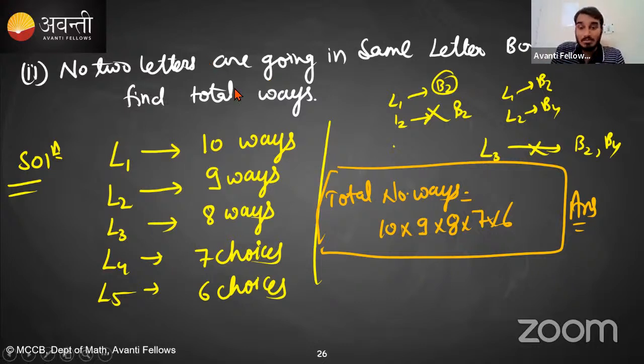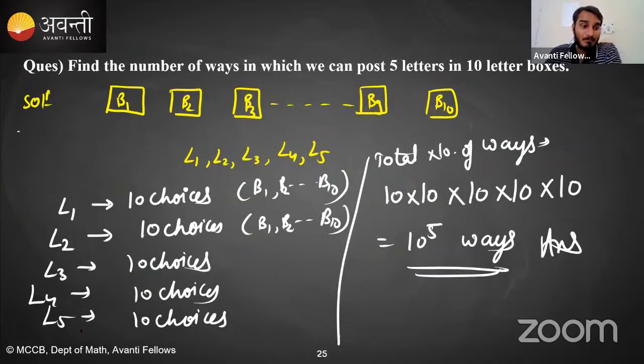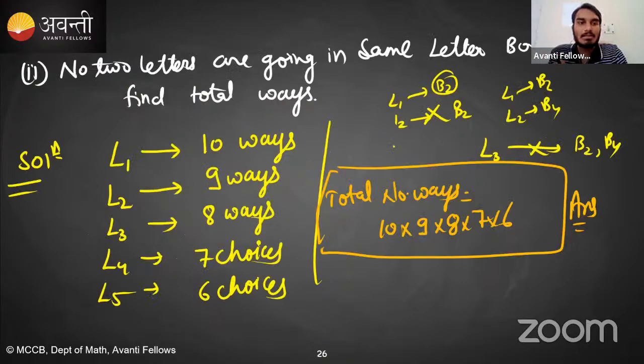How are this question and the previous question different? In the first part, there is no restriction for each of the letters. Each letter can go into any of the boxes. But now the question is saying that in the second part, no two letters go in the same letter box. Then the total number of ways, how we have calculated this, is important.